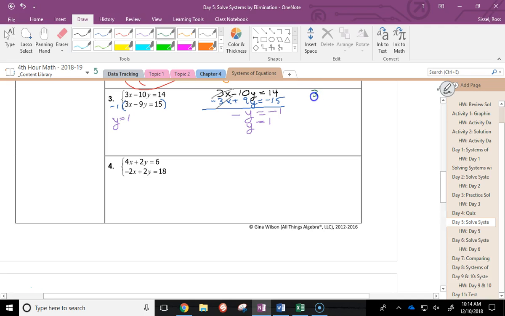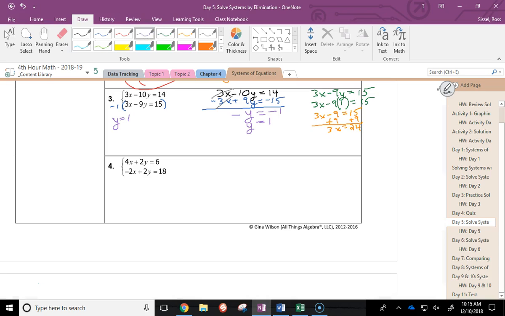Second one? Sure. So 3x minus 9y equals 15. We rewrite it. 9 times y was 1. Alright, so now I'm going to solve. Negative 9 times 1 is negative 9. I have 3x minus 9 equals 15. You add 9. Very good. We're going to add 9, trying to get that 3x alone. So 3x equals 24.